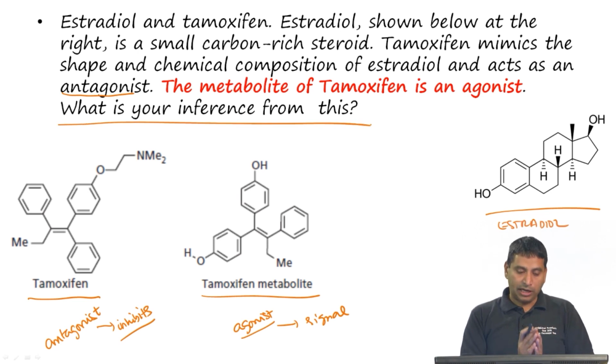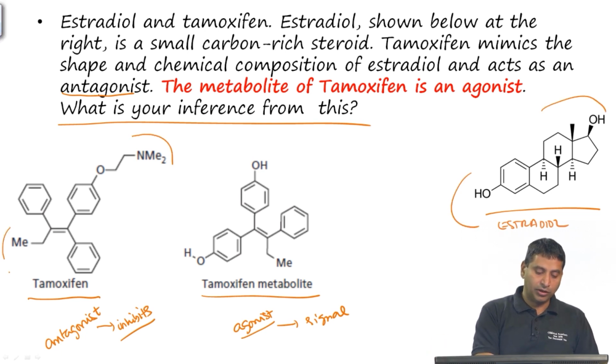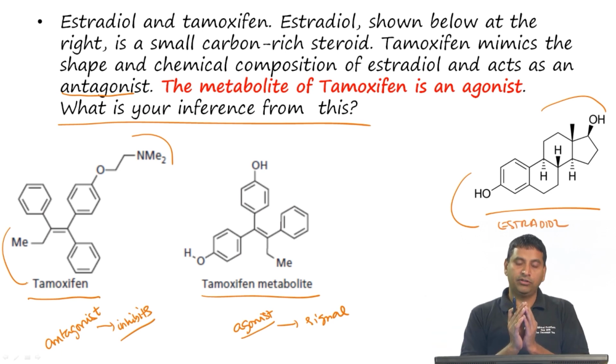So to recap, we are dealing with a clinically used drug, tamoxifen, which is an antagonist, and it inhibits the binding of estradiol, and its metabolite, which is shown here, acts as an agonist. So the inference from this is that there must be some binding group which binds to estradiol, which binds similarly over here, and whatever binding happens with tamoxifen does not induce the conformational change required for the signal to be transmitted.